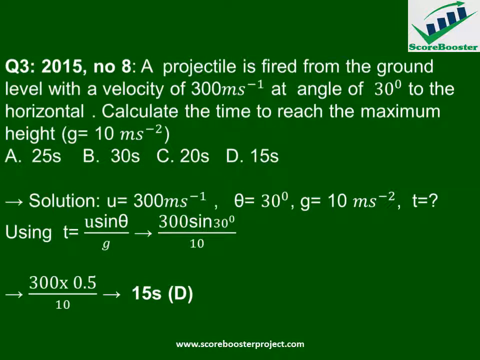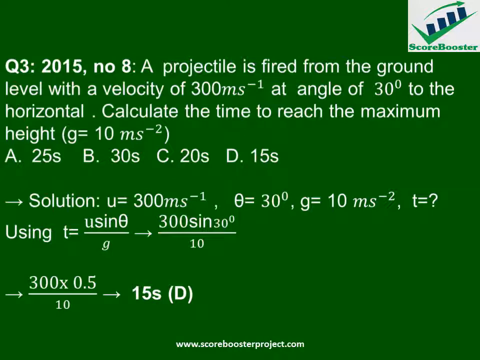The next question we'll be considering comes from 2015, number 8. And the question goes thus: a projectile is fired from the ground level with a velocity of 300 meters per second at an angle of 30 degrees to the horizontal. Calculate the time to reach the maximum height. Then g equals 10 meters per second square. You are given option A to be 25 seconds, option B is 30 seconds, option C is 20 seconds, while option D is 15 seconds.